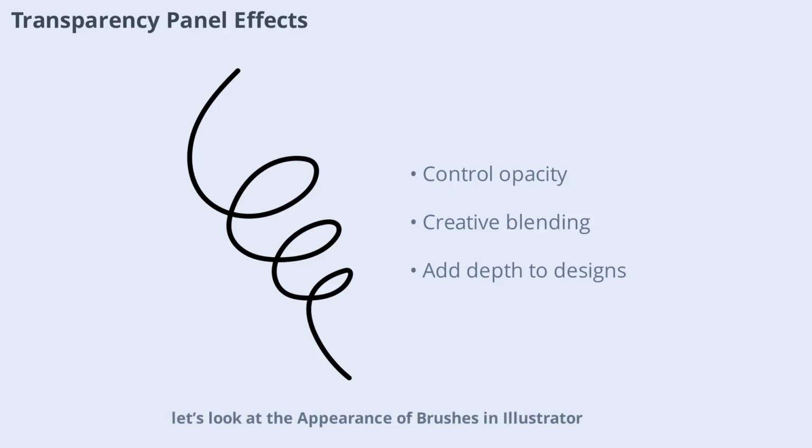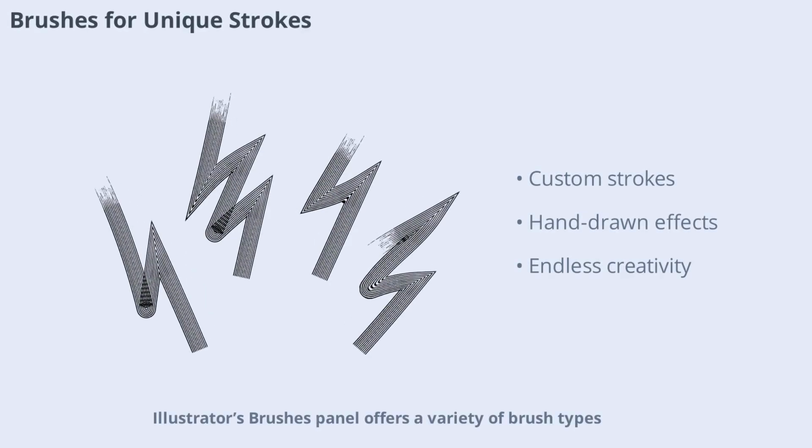Next, let's look at the appearance of brushes in Illustrator. Illustrator's Brushes panel offers a variety of brush types, including calligraphic, scatter art, and pattern brushes. These tools let you create custom strokes, textures, and decorative lines.